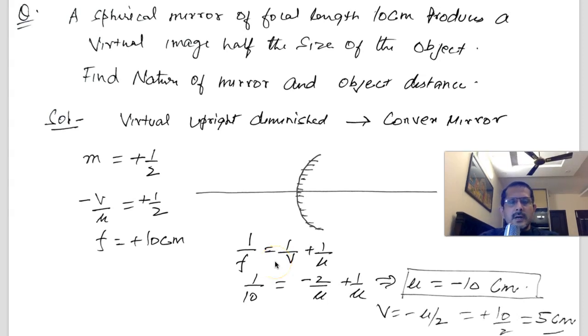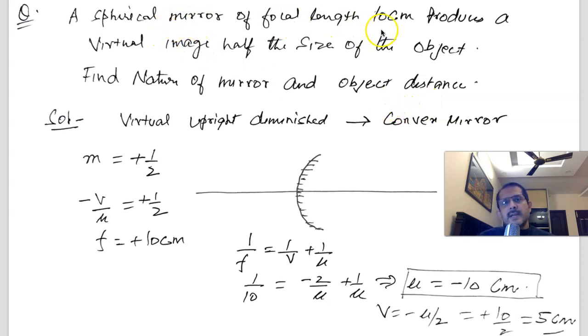Hi students, let's do one or two more questions on the magnification topic. So this is the question which you can see on the screen. A spherical mirror of focal length 10 centimeter produces a virtual image half the size of the object. Find the nature of mirror and object distance.